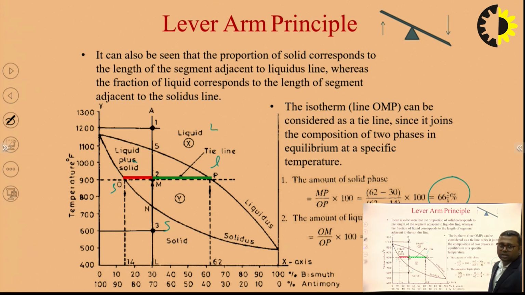1/3%. So by these equations, you can actually find out the amount of solid phase and the amount of liquid phase present in any component or alloy. Thank you, class.